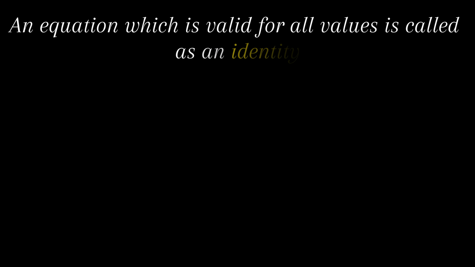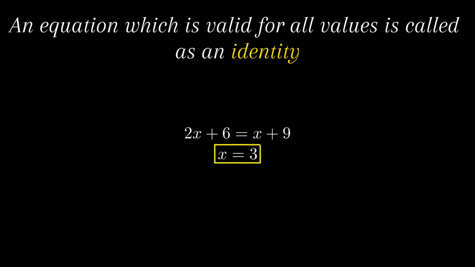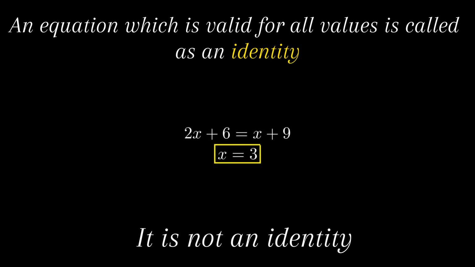Further, if an equation is true for all values, then the equation is called an identity. Continuing with the previous equation, 2x plus 6 equals x plus 9, it is clear that the equation is only satisfied when x equals 3. No other value of x other than 3 balances both the sides. Thus, it can't be regarded as an identity.